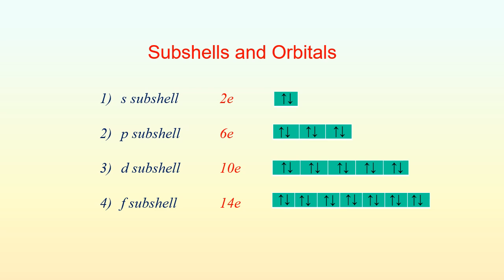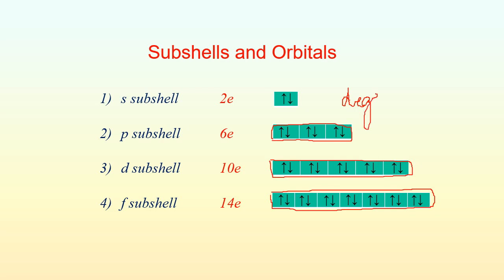Okay students, now these P orbitals are the same in energy. These 5 d orbitals have the same energy, and these f orbitals have the same energy. So those orbitals which have the same energy are known as degenerate orbitals.